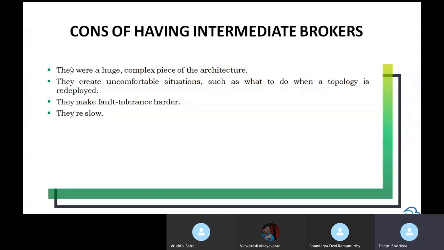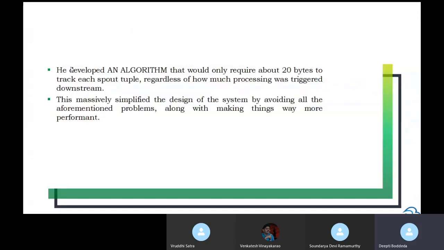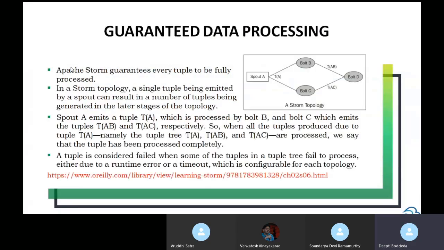Putting all these concerns together, he came up with an algorithm that requires only 20 bytes to track each tuple from the spout till the end. This massively simplified the design, wiped out all the above problems, and made things way more performant. This guarantees that data is processed at least once. But when do you say data has been completely processed?